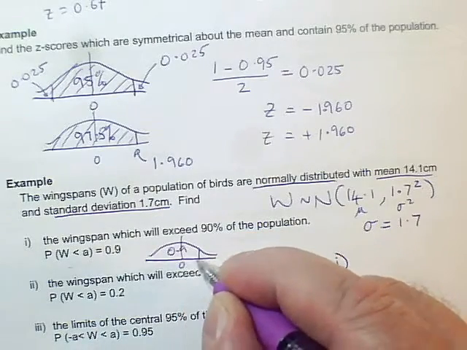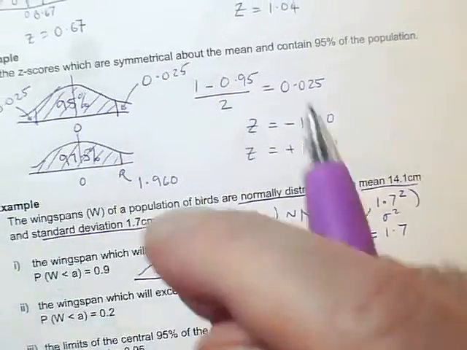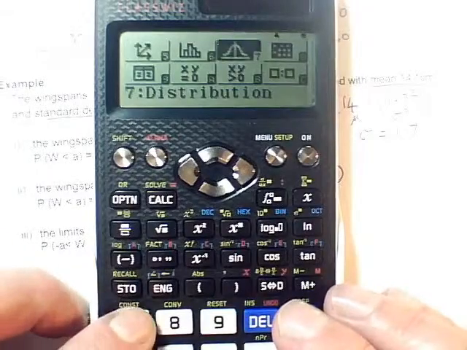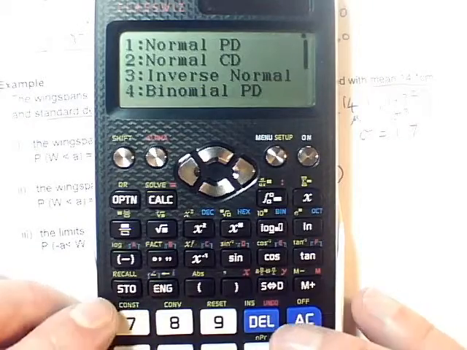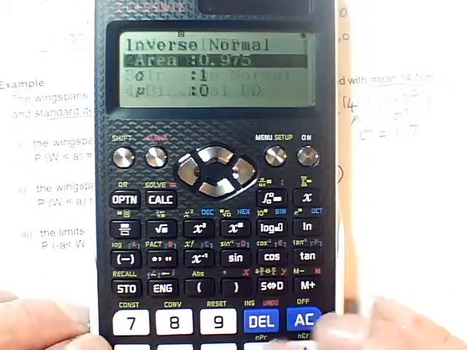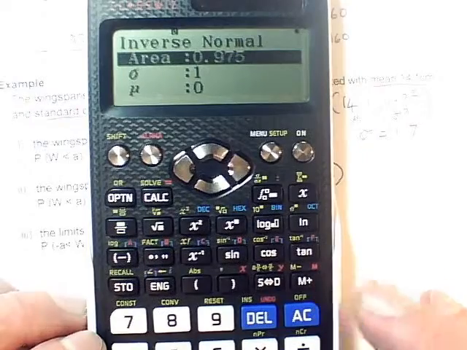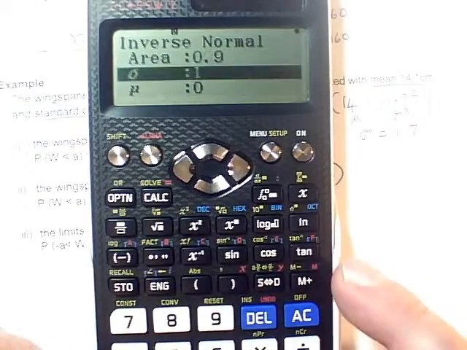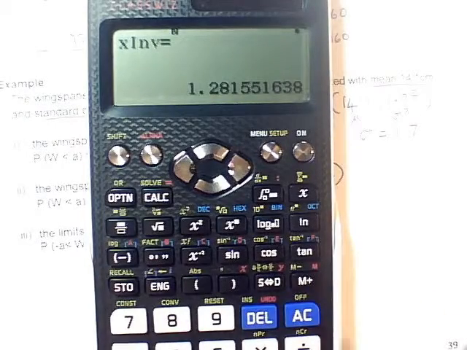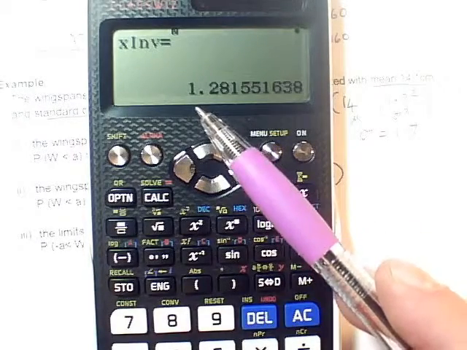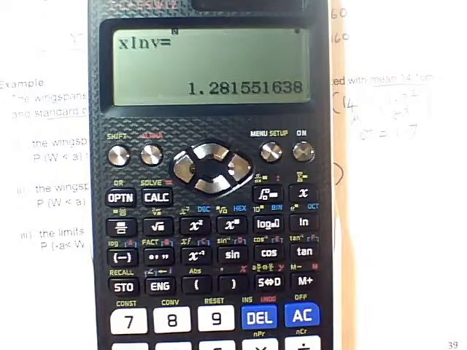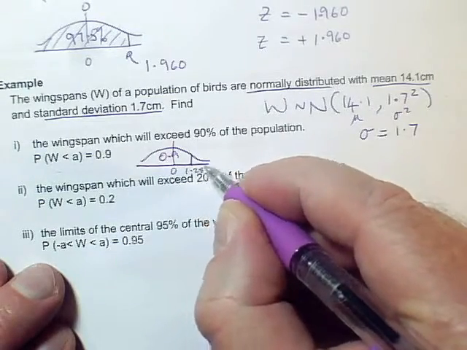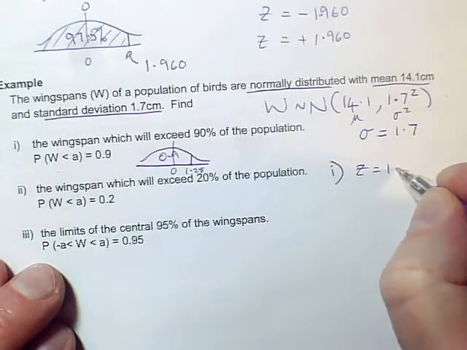Obviously Z is 0 in the middle. What Z value is this? Well, this is where I have to go to my calculator. So I need to go into distribution. I need inverse normal because we're starting with a p-value and we're ending with a z value, and the area I want was 90%, 0.9. Okay. Press equals a couple of times, so I've got my z-score for that is 1.28. So on here, z value of 1.28, z equals 1.28.